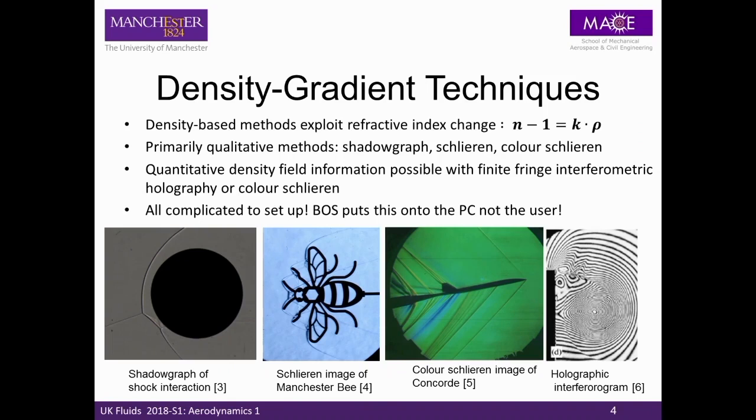If you want to start to gain more information, so you want to start to quantify, say, the density field, then that puts you into doing things like color Schlieren, which is the third image of Concorde, or an interferogram, which is the final image. And these are just through the roof in terms of optical complexity and setting up. So rather than putting the pressure on the user to do this, why don't you put it on the computer? Because we have advances in image processing technology, so maybe we can leverage that to improve what we can do.